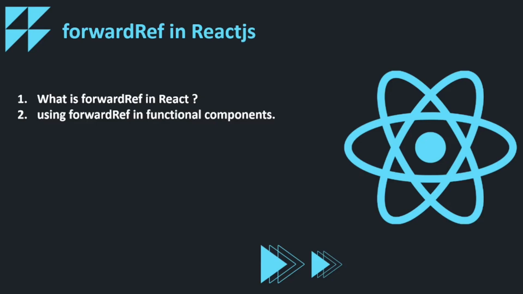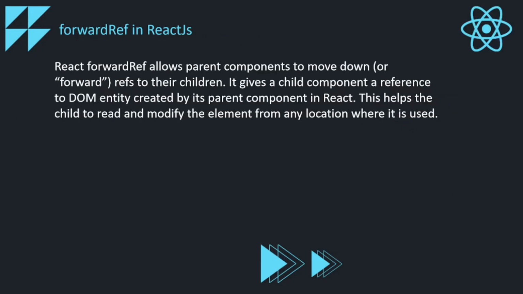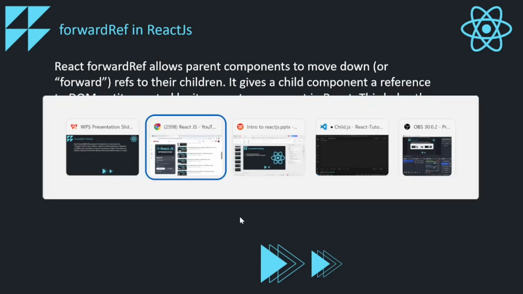So let's start. First of all, React forward ref allows a parent component to move down or forward refs to its children. It gives a child component a reference to a DOM entity created by its parent component in React. This helps the child to read and modify the element from any location where it is used. So basically, in a functional component, when we have to use the concept of ref, we have a hook called useRef. Now in the last video we have seen that if you have to work in only one component, it was easy. So we'll go to the code editor.